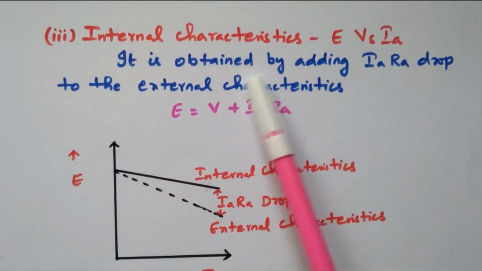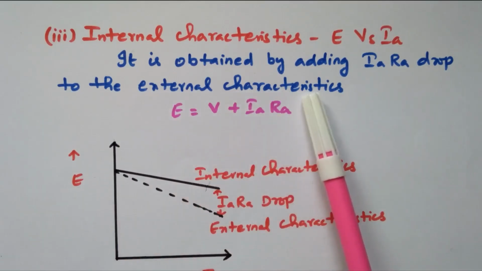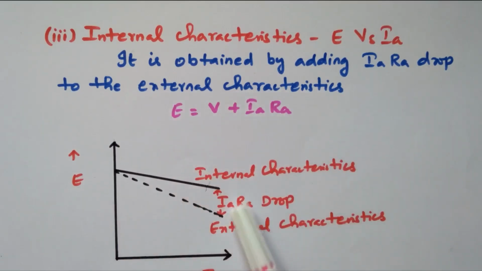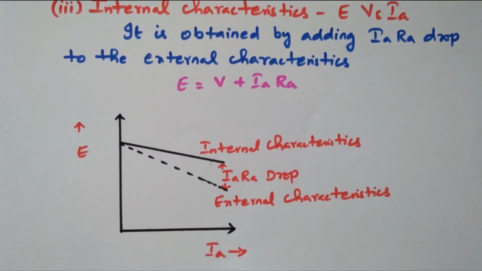So it is obtained by adding the armature reaction drop to the external characteristics, right. External characteristic, if you add the armature reaction drop, we get the internal characteristics, as I already discussed in the previous graph. No load characteristics means the entire voltage available. In that, if you subtract the armature reaction drop, then we'll get the internal characteristics. Further, if you reduce the armature resistance drop, we will get the external characteristics.